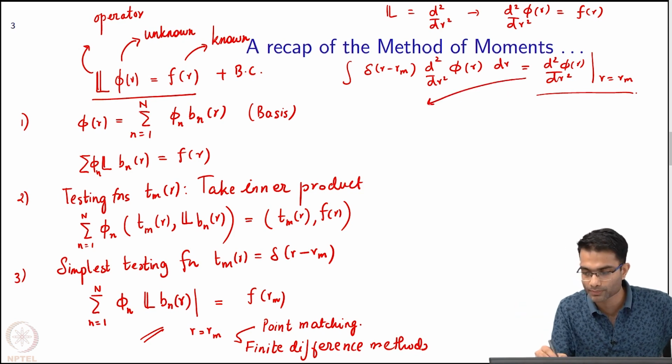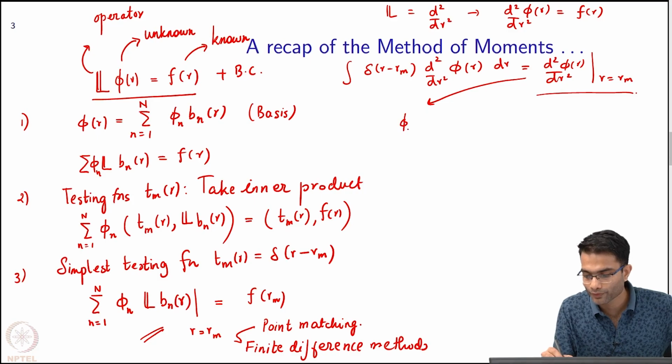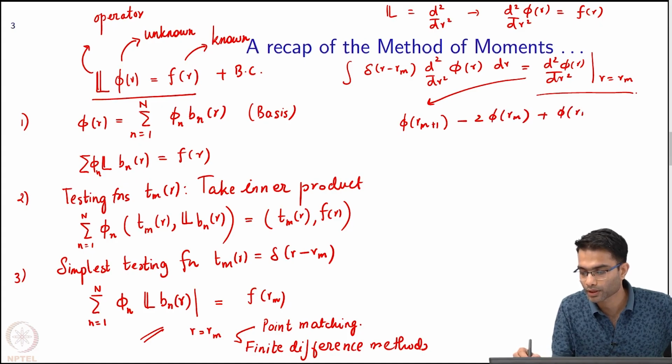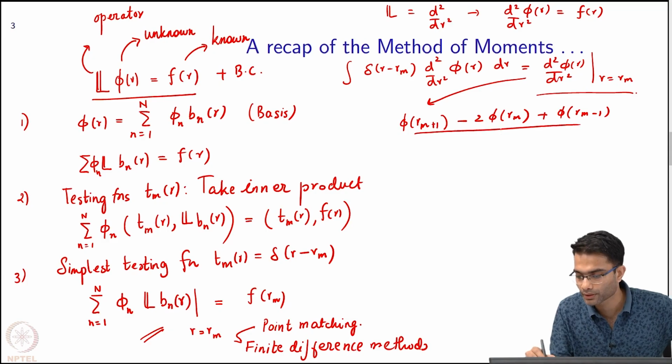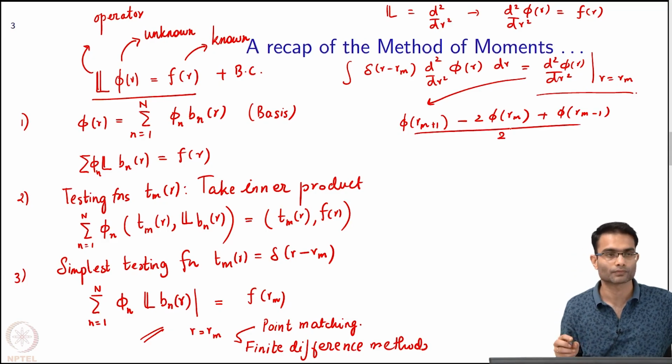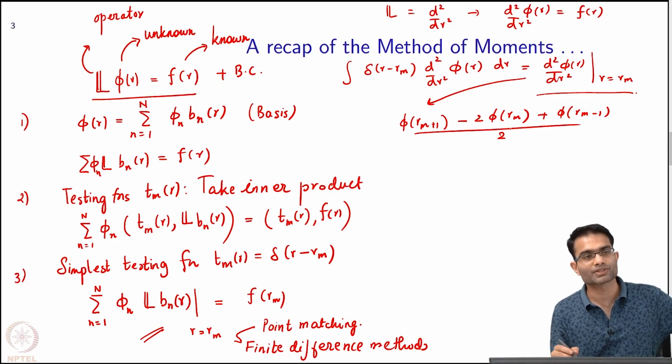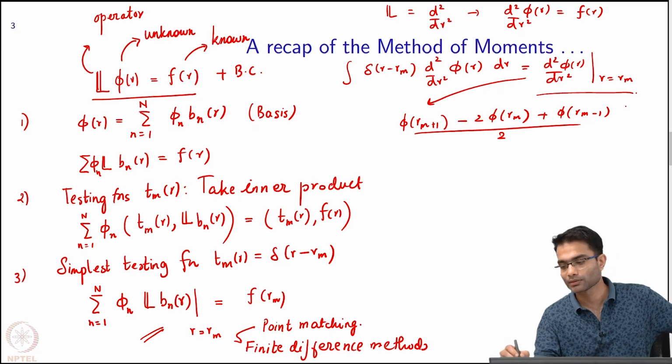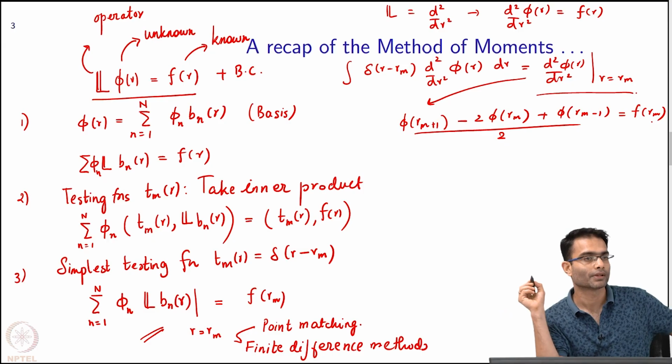I mean this would then become something like phi of Rm plus 1 minus 2 times phi of Rm plus phi of Rm minus 1 divided by some 2. Yeah. So, this gives you one equation. So, this is f of Rm, right.